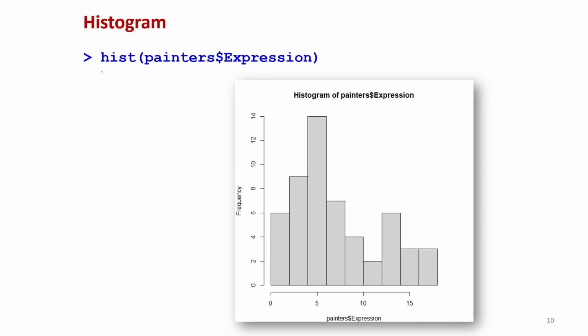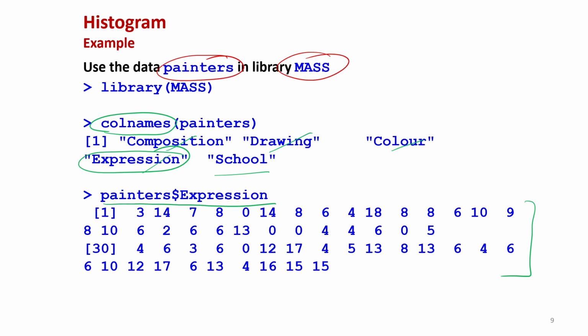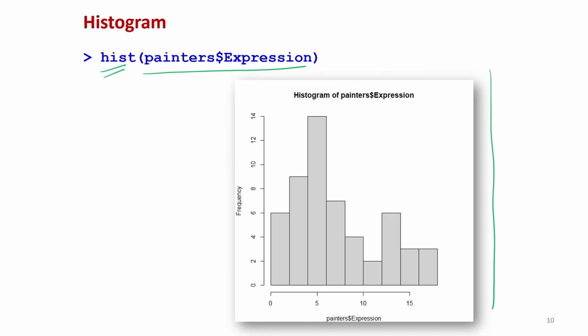So I will simply write hist, inside the parenthesis the name of the variable, and you get this type of graphic. You can see here it is data which looks like a discrete. It has been classified into different intervals, and the corresponding frequencies have been plotted here like this.